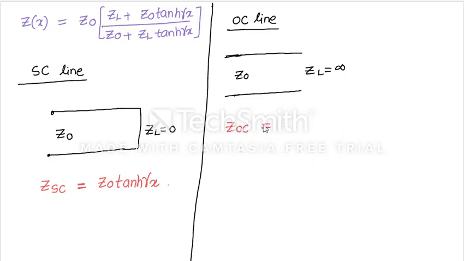Now tell me ZOC. Here the ZL value tends to infinity. If I directly replace ZL by infinity, it is an undefined form, so we'll go for L'Hospital's rule. Isn't it, Akshay? I hope all of you know the concept of L'Hospital's rule, which you might have used many times in limits.